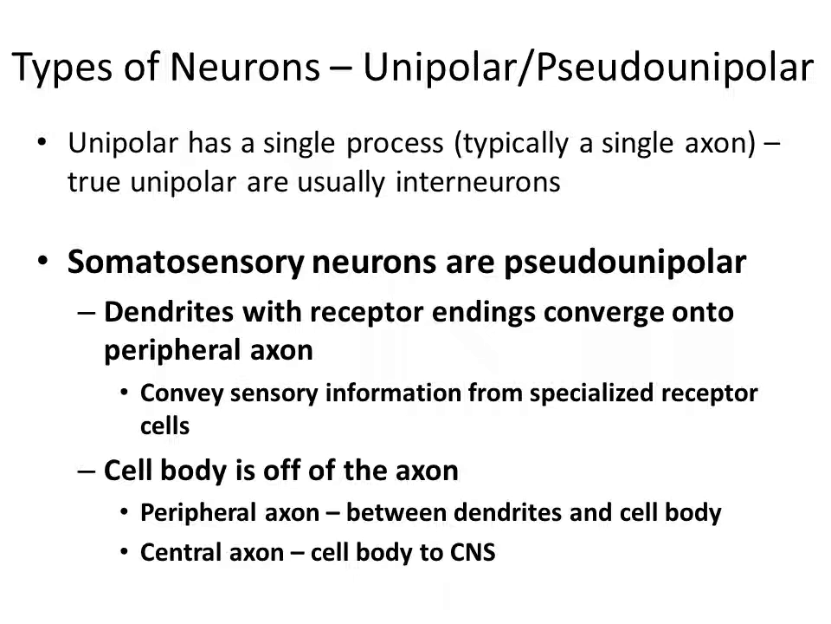The peripheral axon conveys information from those specialized receptor cells towards the soma. That information then travels past the soma into the central axon and is carried into the central nervous system.